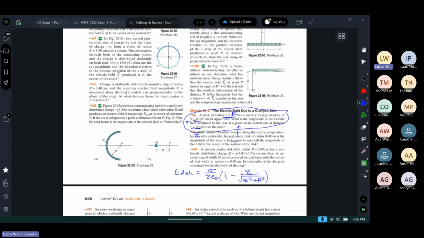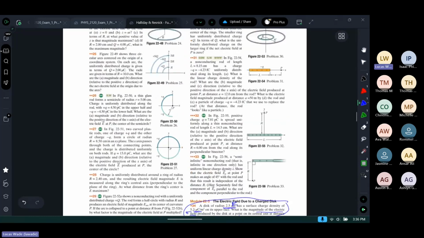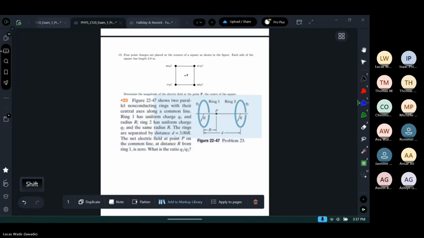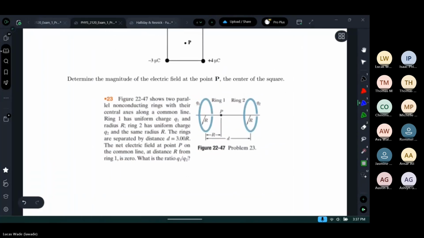This is z. And they're asking, what is e? It's plug and chug. But this one up here: two parallel non-conducting rings with their central axes along a common line. Non-conducting seems important. It's not really that important.